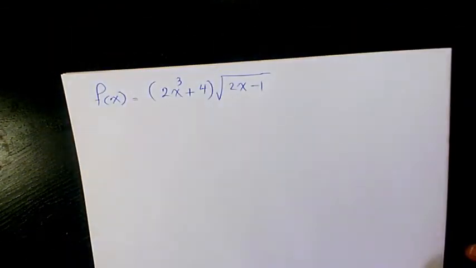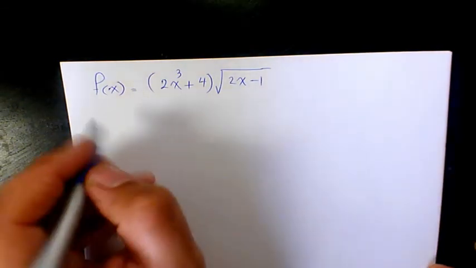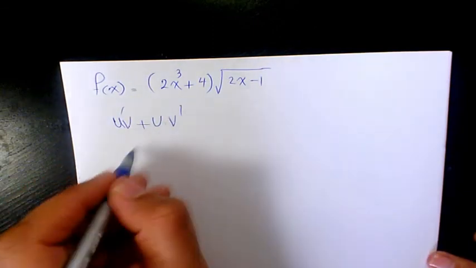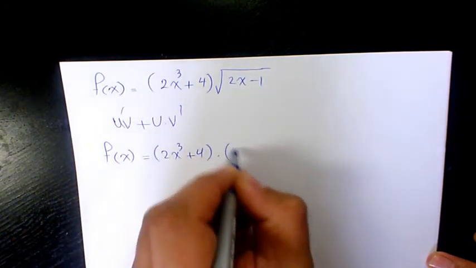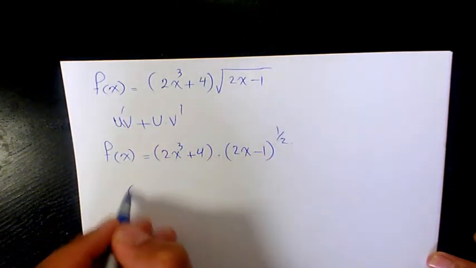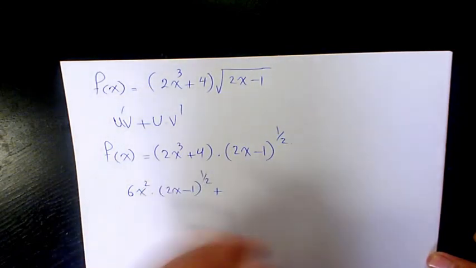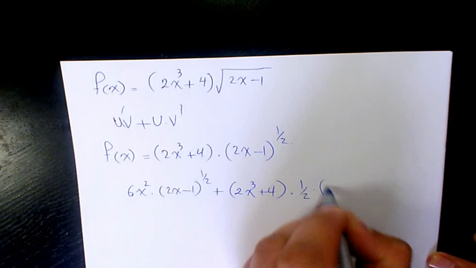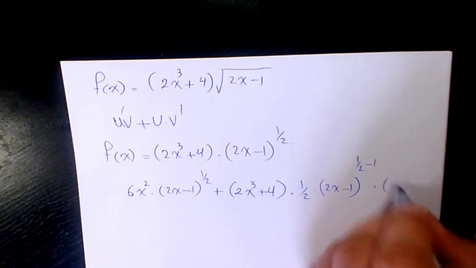Let me show you the next example. We have 2x cubed plus 4 times square root of 2x minus 1. So again, u prime v plus u times v prime. So f of x, I'm going to write it as 2x cubed plus 4 times 2x minus 1 to the power of 1/2. So the derivative of the first one is going to be 6x squared times 2x minus 1 to the power of 1/2, plus 2x cubed plus 4 times 1/2 times 2x minus 1 to the power of 1/2 minus 1 times the derivative of 2x minus 1.